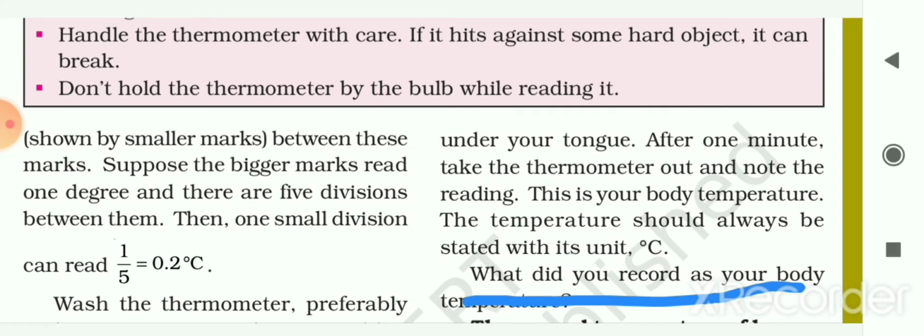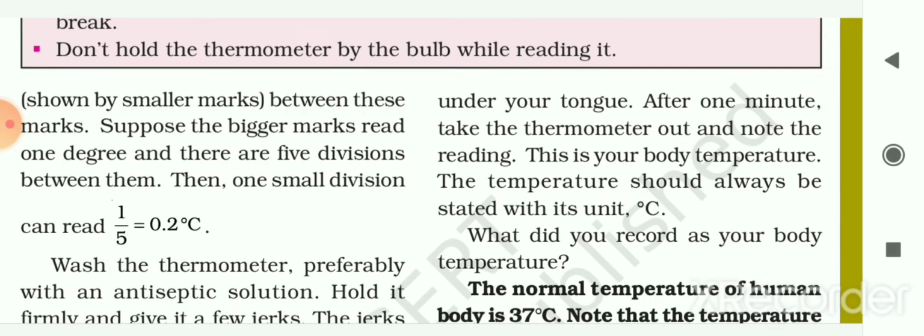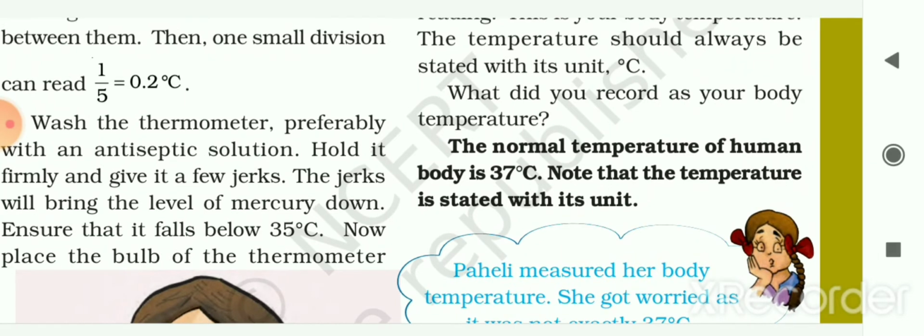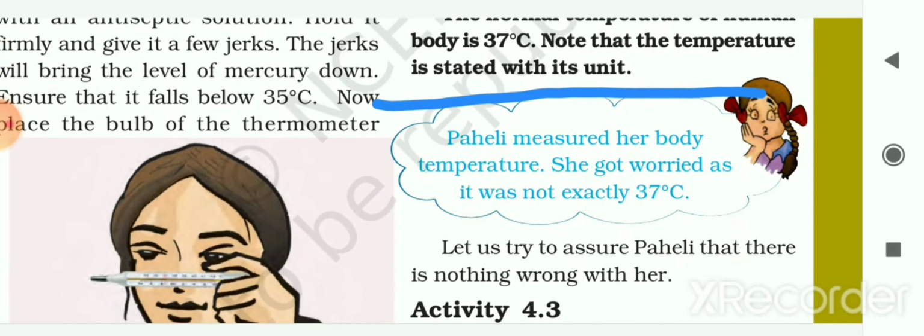The temperature should always be stated with the unit, degrees Celsius. And note down what you recorded as your body temperature. The normal temperature of the human body is 37 degrees Celsius, and note that the temperature is stated with its unit, that is, degrees Celsius. Now Paheli measured her body temperature and she got worried as it was not exactly 37 degrees Celsius.